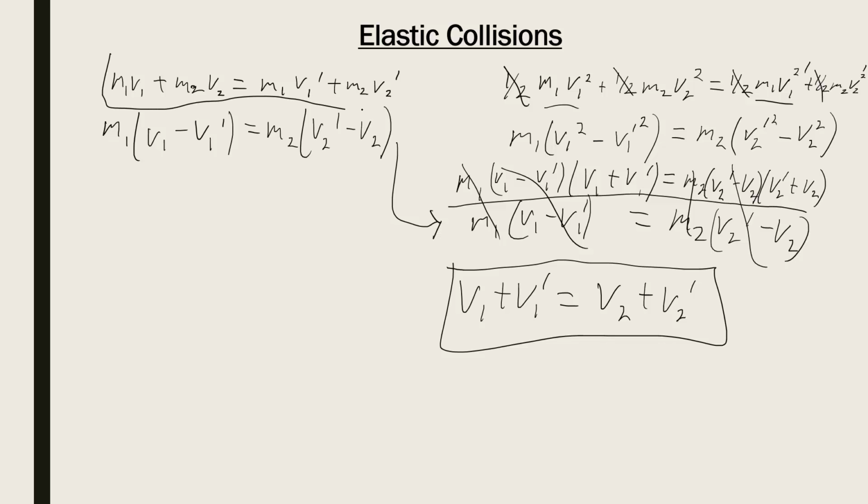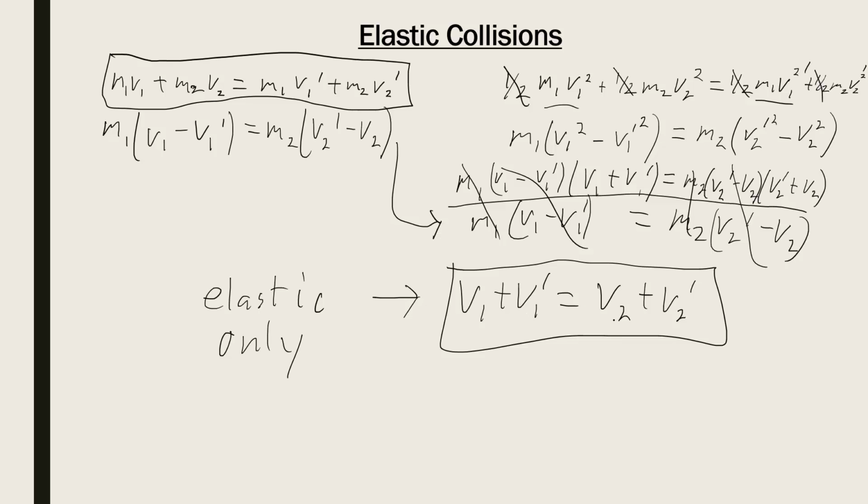Here are our two equations that we can use for elastic collisions. This one is good for all collisions because it's conservation of momentum. Do not use this one for inelastic collisions. It will give you wrong answers. Elastic only. And if we look a little closer at this, this is probably the form that's easiest to remember because it's pretty straightforward. You're just adding v1, v1 prime, v2, v2 prime. But if we rearrange this a bit, we can get v1 minus v2 equals negative (v1 prime minus v2 prime).